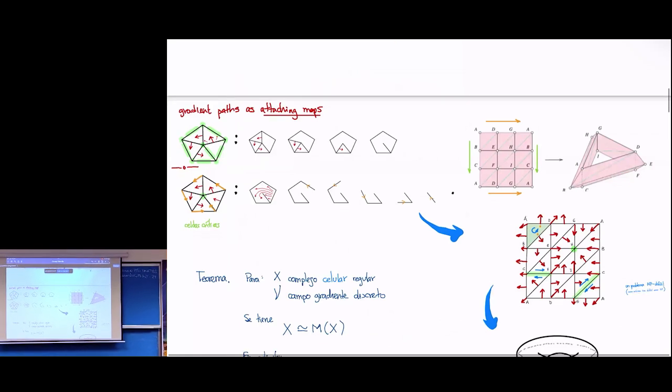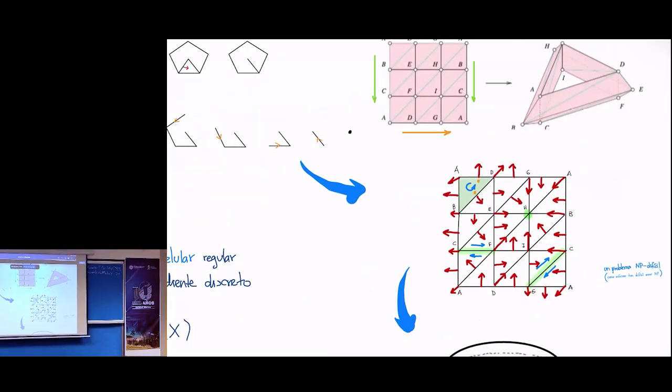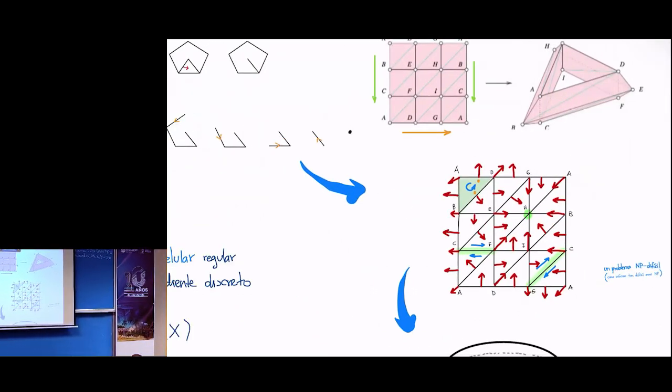Now, let's go back to the torus. What happens in the torus?